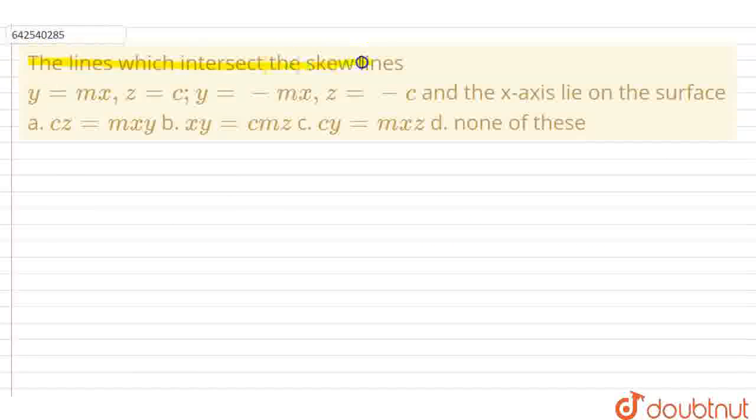Today's question is: the lines which intersect the skew lines y equals mx, z equals c, and y equals minus mx, z equals minus c, and the x-axis lie on the surface. So basically we have two pairs of skew lines.